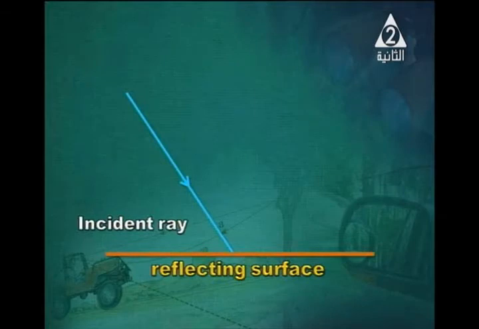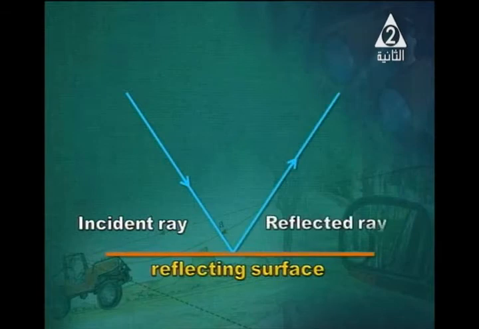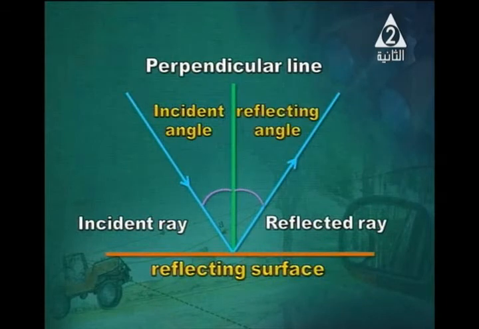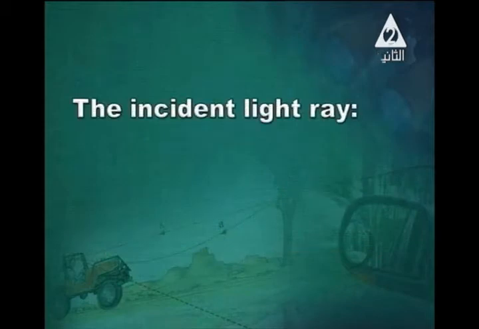This is the incident light ray, which is incident on the reflecting surface. It will reflect and become the reflected ray. This is the perpendicular line. The incident angle is the angle between the incident light ray and the perpendicular line, while the reflected angle is the angle between the perpendicular line and the reflected ray, all meeting at the point of incidence on the reflecting surface.